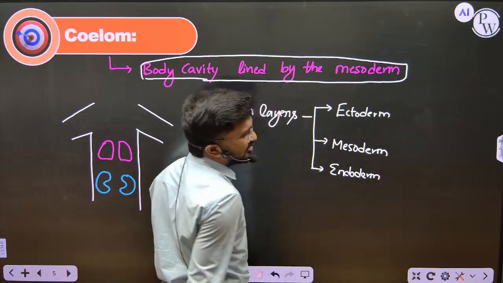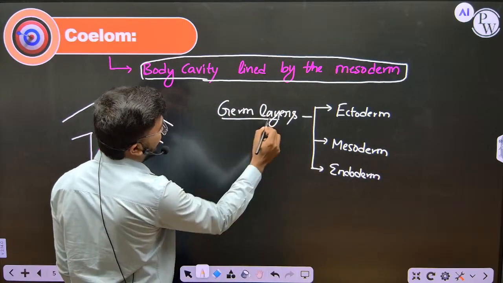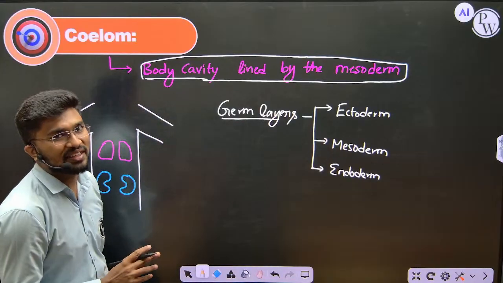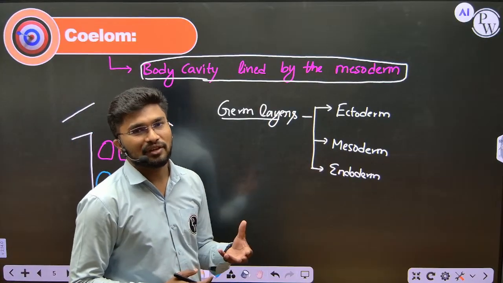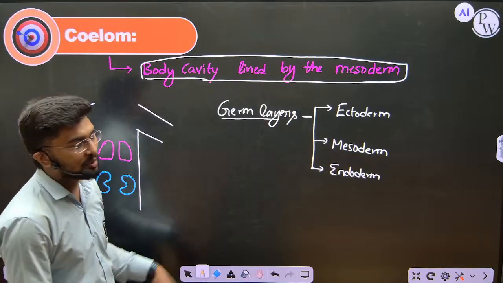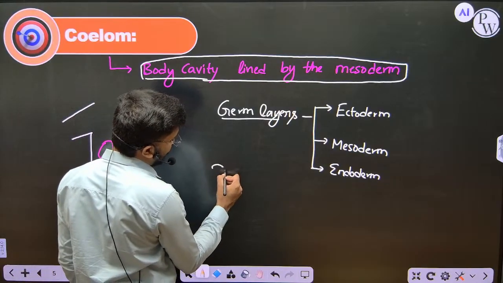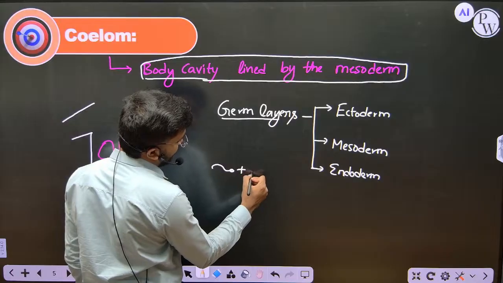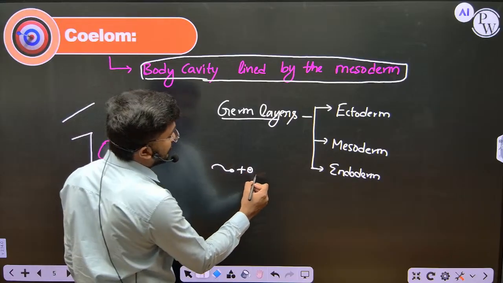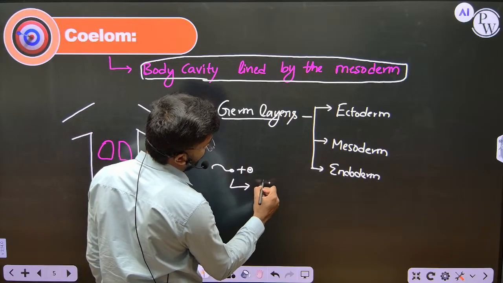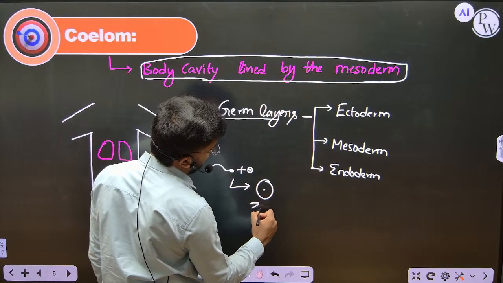I understood some of you are thinking, what are these germ layers? These germ layers are formed during development of our embryo. If you want clarity about that, I will give it. Imagine this is a sperm and this is an egg, which undergo fertilization to form the zygote.